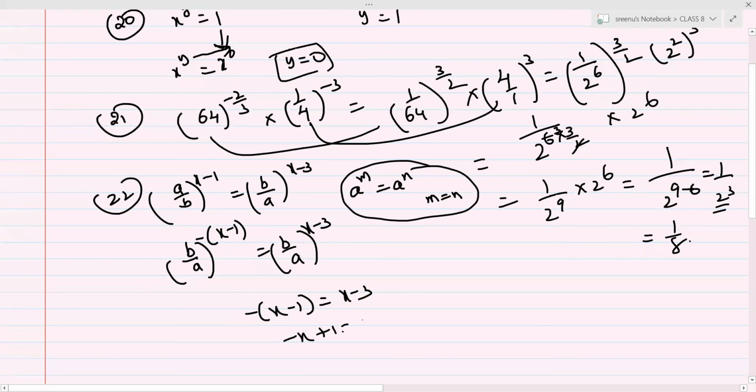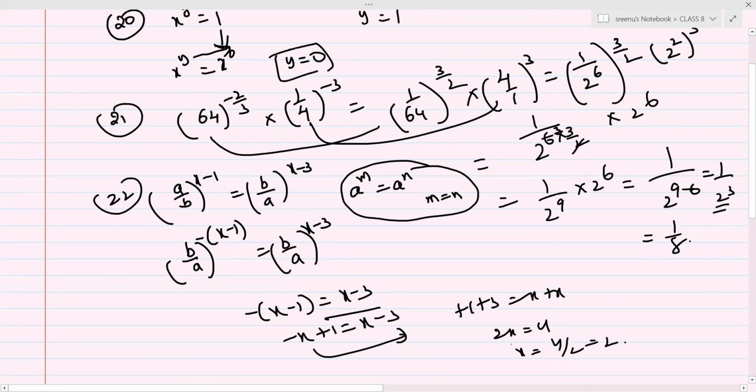Minus x plus 1 is equal to x minus 3. This minus x that side, minus 3 this side. 1 plus 3 is equal to x plus x. 2x is equal to 4. X is equal to 4 by 2 is equal to 2. Please do it once in your book. 21 and 22. Okay, please do it in your book. Okay, no? Yes, sir.